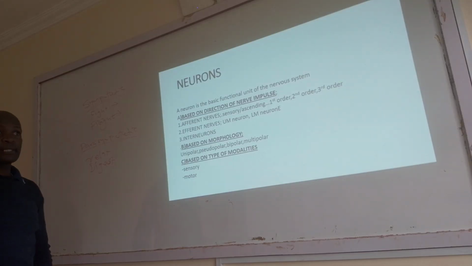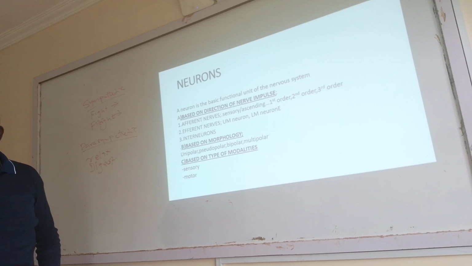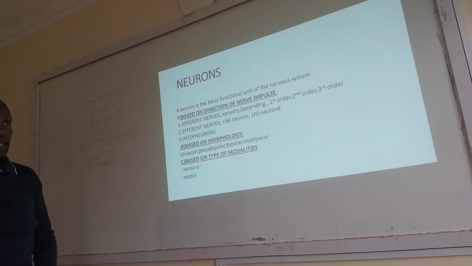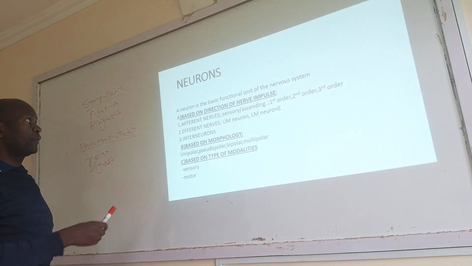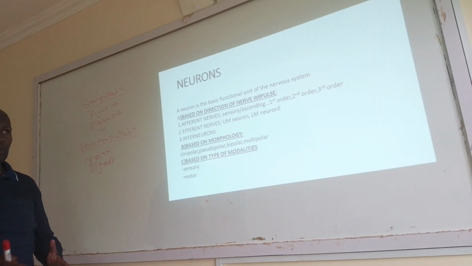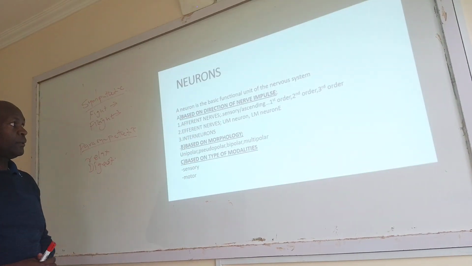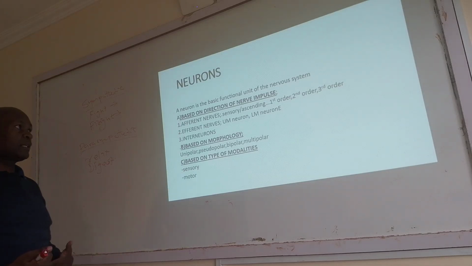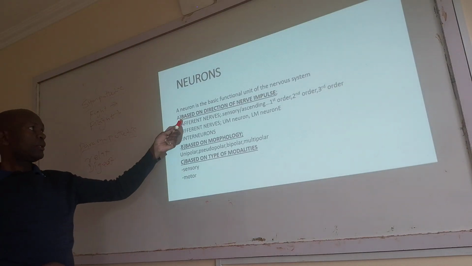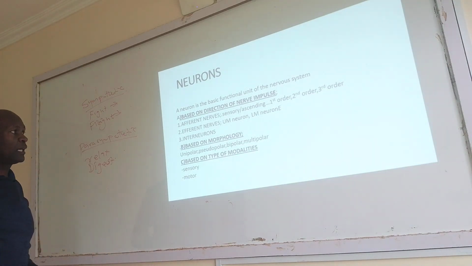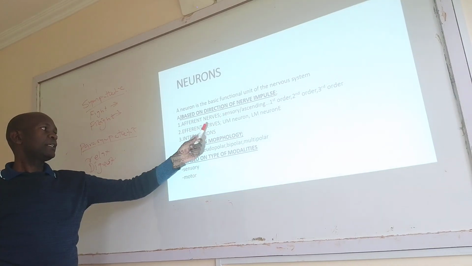So what is a neuron? This is another aspect of the nervous system that we need to look at. A neuron is the basic functional unit of the nervous system. Some people confuse a neuron and a nerve. The neuron is the basic unit; therefore, groups of neurons will give you a nerve. And these neurons can be classified on several aspects. For example, when we look at the direction of the nerve, where the information is being collected, then we can have afferent nerves, efferent nerves, and interneurons.